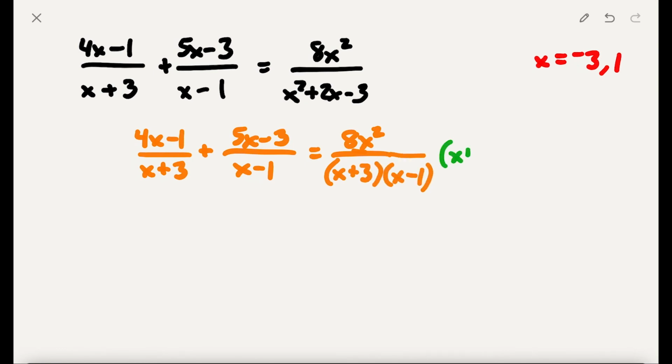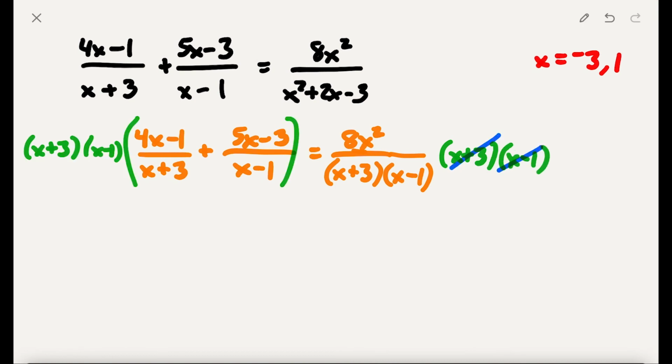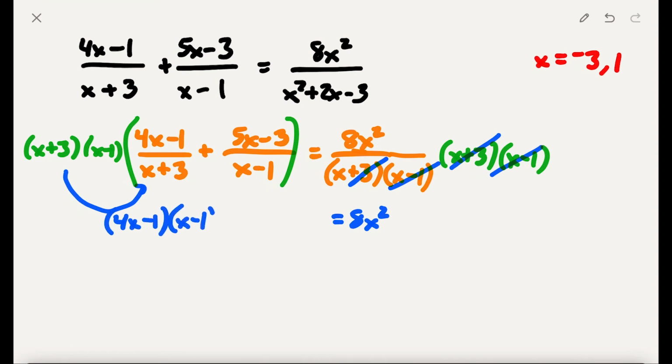Okay, from here I'm going to multiply both sides by x plus 3 and x minus 1. Okay, it's going to cancel out here on the right side, so you're going to have 8x squared there. Here I'm going to distribute to this first one, so you're going to be left with 4x minus 1 times x minus 1. Distribute to the other one, and you're going to be left with 5x minus 3 times x plus 3. Okay, we have a quadratic equation here, so we're going to expand everything out and set it equal to 0. So I'm going to do that real quick.